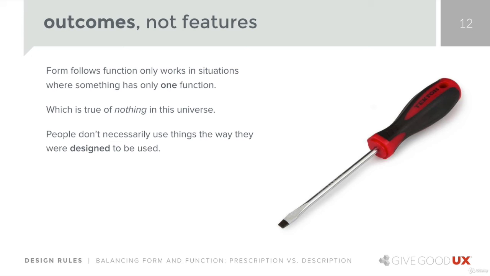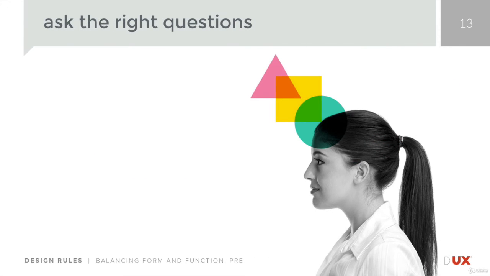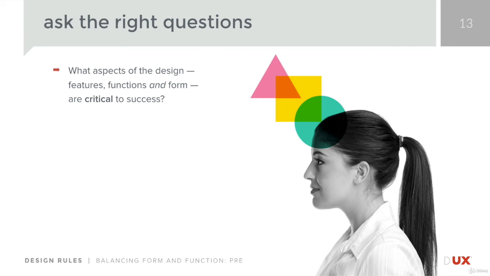I'm sure you thought of things like, well, I could pry a can open, or I could use it to put a hole in the wall, or I could use it, God forbid, to injure somebody. There are all sorts of things that this tool will do that it wasn't designed to do. And that's because convenience trumps best practice every single time. So it's a matter of asking the right questions. What aspects of the design, features, functions, and form are critical to success?